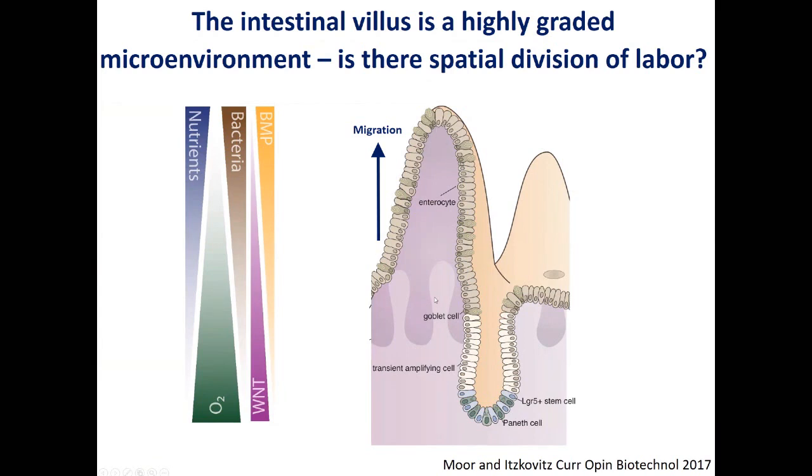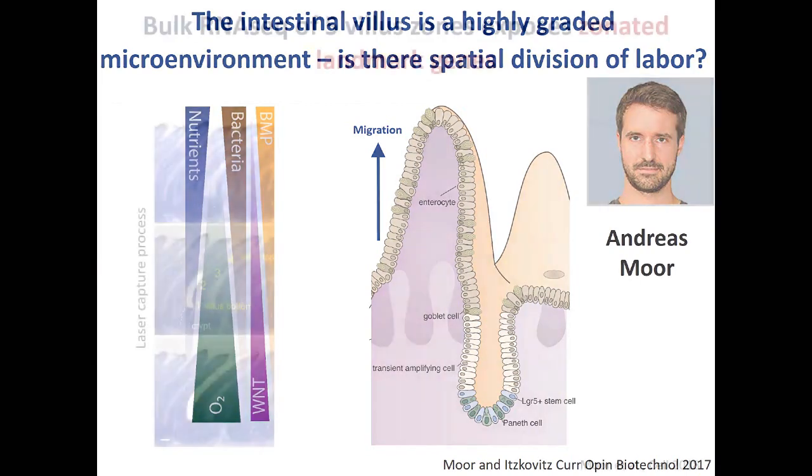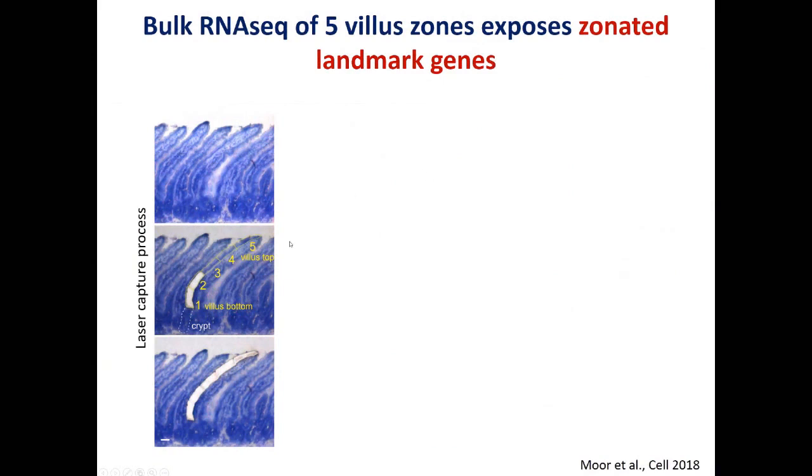And we wanted to ask whether, in response to this graded microenvironment, different enterocytes, these nutrient-absorbing cells, specialize in distinct functions at different villus heights. And when I say we, I mean my previous excellent postdoc, Andreas Moor, who opened his lab in ETH Zurich lately. And so what Andreas did was to section the gut and use laser capture microdissection to catapult 5 different zones of the epithelium from the bottom of the villus to the tip into 5 different tubes.